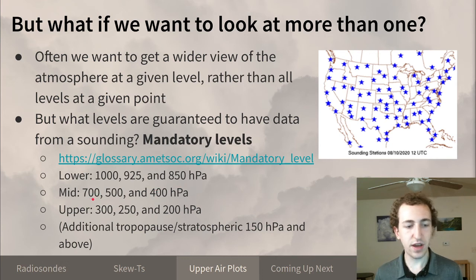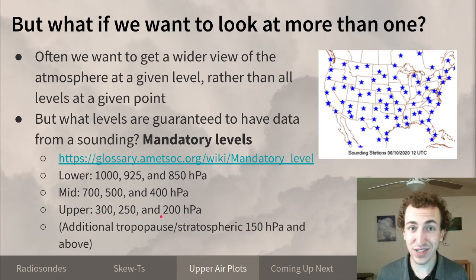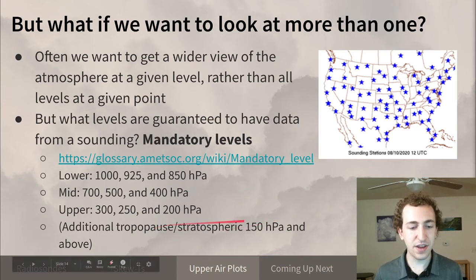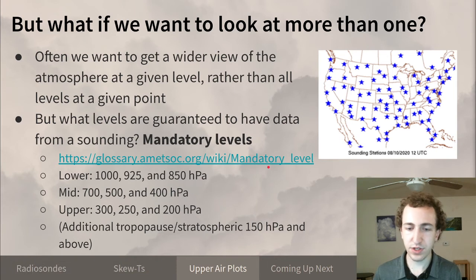Middle of the atmosphere, you have 700, 500, and 400. And then upper, this is where you look for things like jet streams, 300, 250, and 200. Now, we'll talk more in next week's about large-scale weather systems, about where and what you can find at each of these levels and why they matter. And there's a bunch of additional upper mandatory levels that are at 150 hectopascals and above. If you're interested in those, check that. You won't be required to worry about that for anything for the purposes of this course.